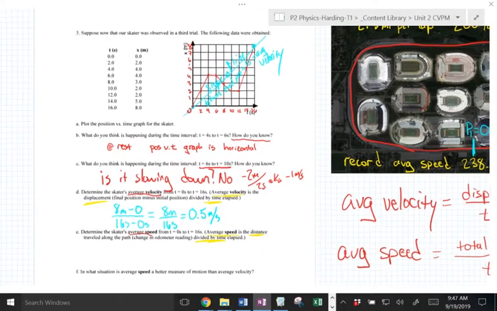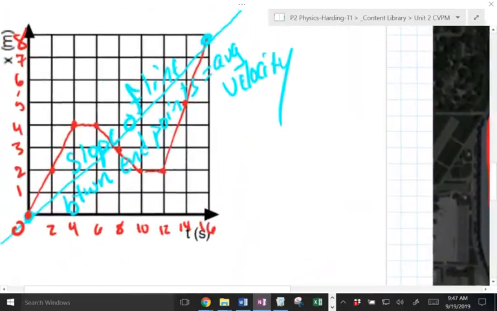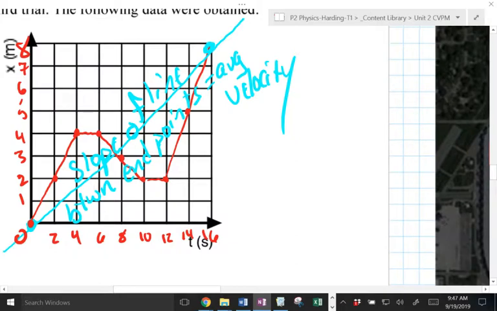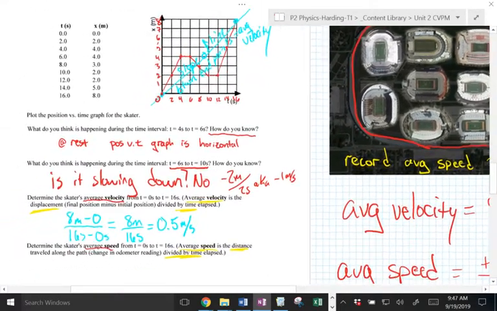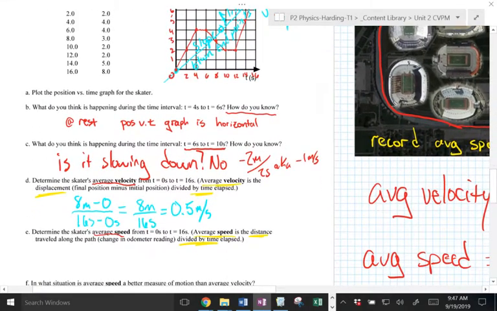Slope of the line between the endpoints is a way to get the average velocity. So I just put a dot at the beginning. Here's where it started. Here's where it ended. And the slope of that line gives you the average velocity. Because when I do that, that's going to allow me to calculate the change in position and divide it by the change in time. All right, distinguish that from the distance traveled divided by the time, okay?